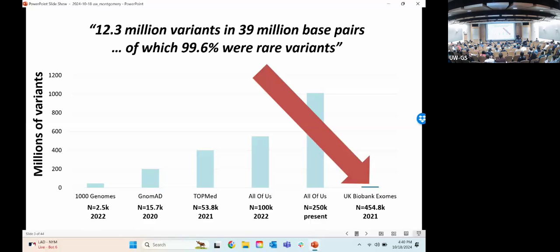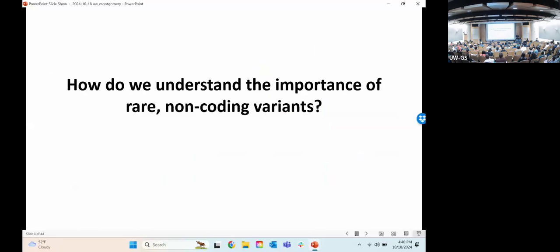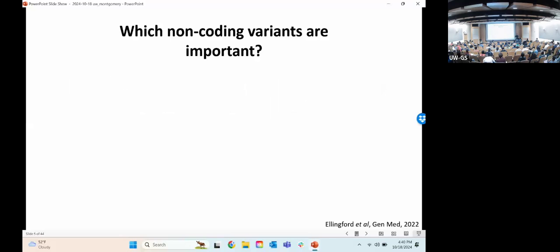So this becomes an enormous interpretation challenge, and it's going to require the models that Anshu was just chatting about before. The question that really drives a lot of work in the lab is, how do we actually understand the importance of all these rare non-coding variants, particularly given that we can't do things like statistical association, given that we see these things so few times?